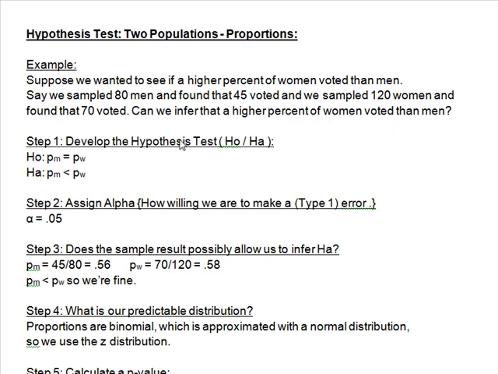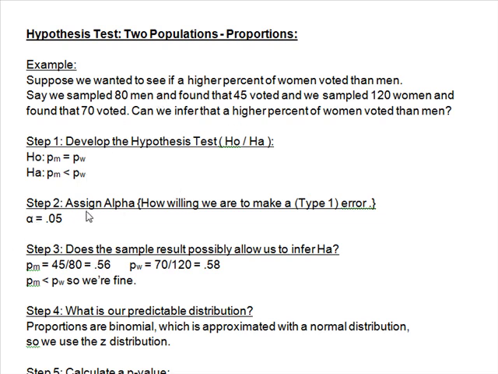So step one, develop the hypotheses. Can we infer that a higher percent of women voted than men? So the proportion of men was less than the proportion of women. I just used men and women in that order because that's how it was in the problem.